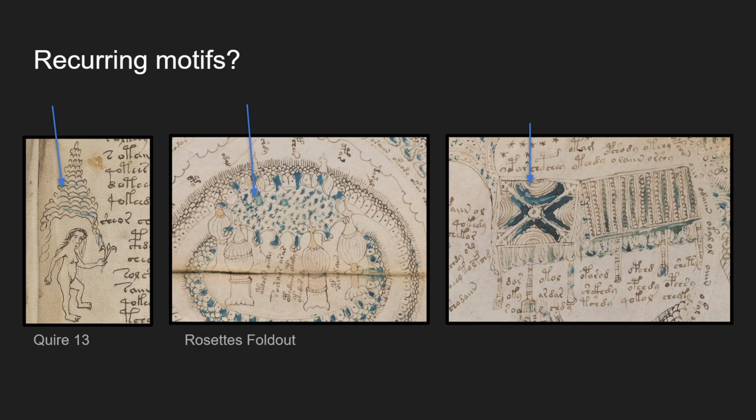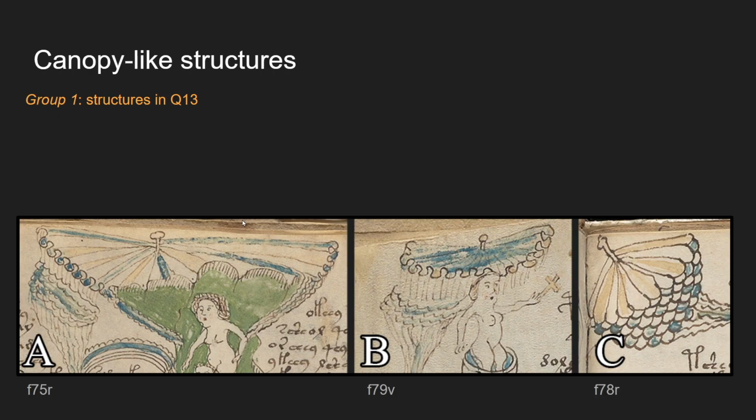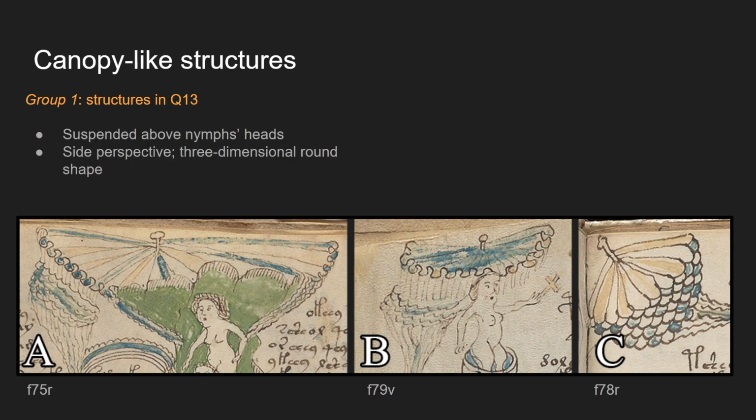For now, we will define canopies in the broadest sense of the word as any kind of suspended covering. The use of canopies in different contexts is more extensive than what we could cover in one paper, so we selected two groups of examples with shared features that connect several sections. The first group contains three structures from Choir 13. These are clearly recognizable as canopies, since they are suspended above the nymphs' heads and drawn from a side perspective that implies a three-dimensional round shape. The third example is tilted to the side, but they all share a similar composition.